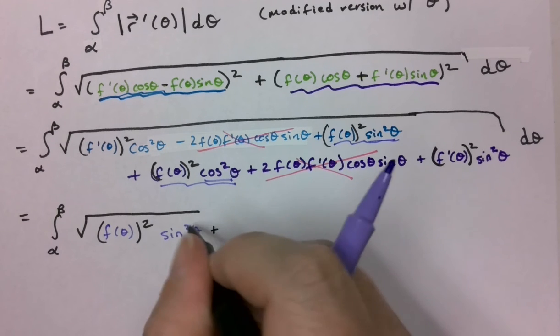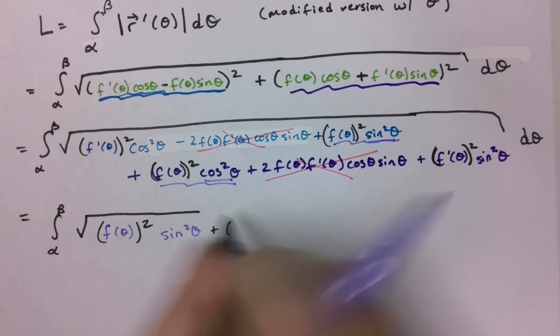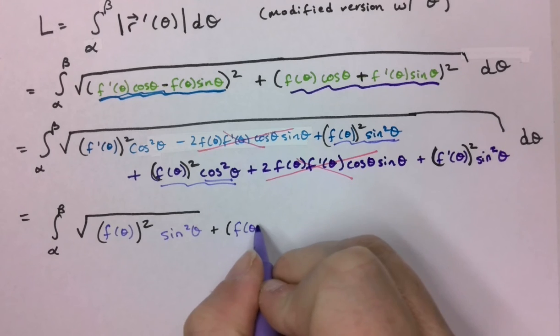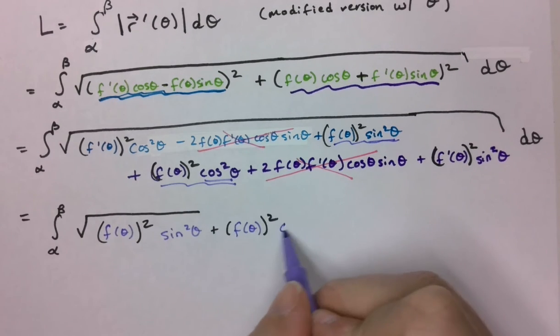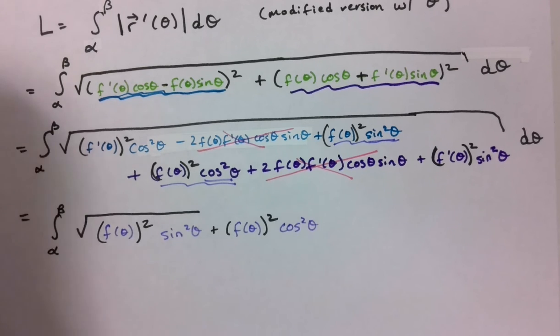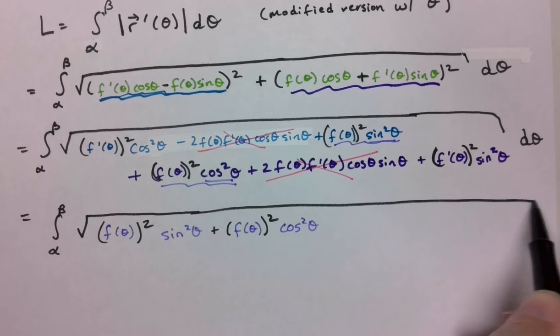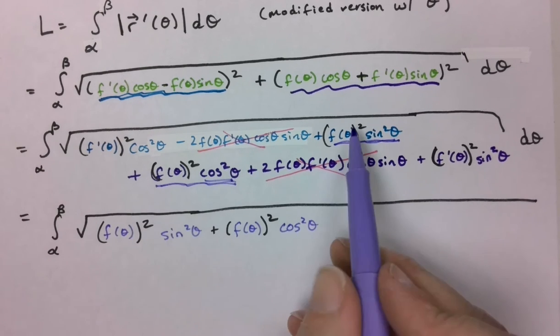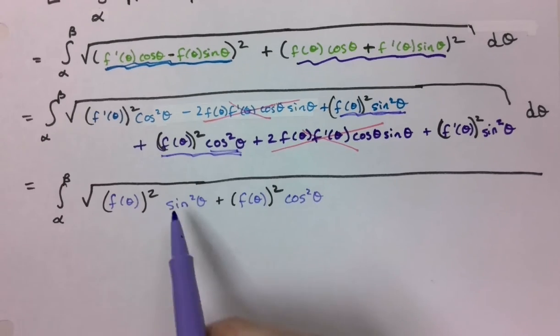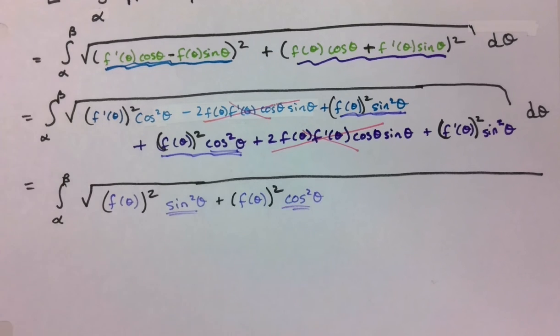Well, here, maybe it'll be easier if I write it like this. Okay, so there's those two kind of light purple ones. This one and this one put together. They both have f of theta squared. And if you're noticing, hey, sine squared plus cosine squared, then indeed, that's going to make 1, which means this is going to be f of theta squared.